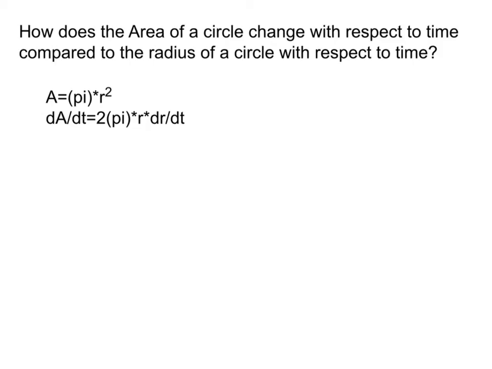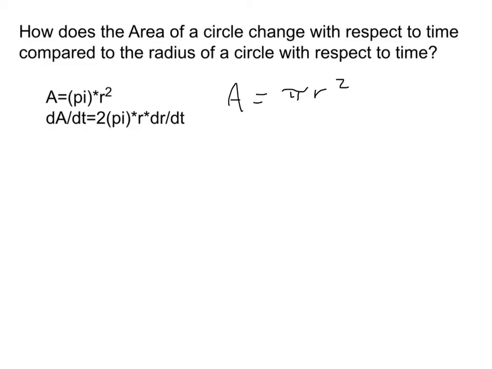If we were asked how does the area of a circle change with respect to time, which would have units like inches squared per second, compared to how does the radius of a circle change with respect to time, we could look at it with these two equations. We have area equals, the area of a circle is pi r squared.